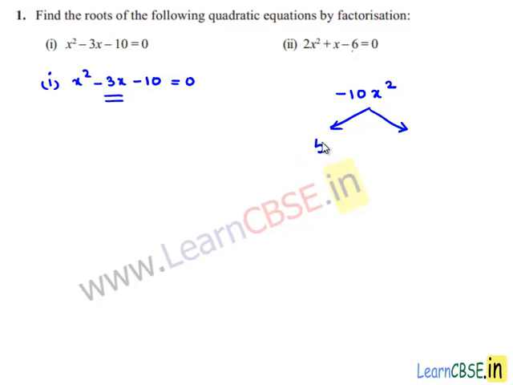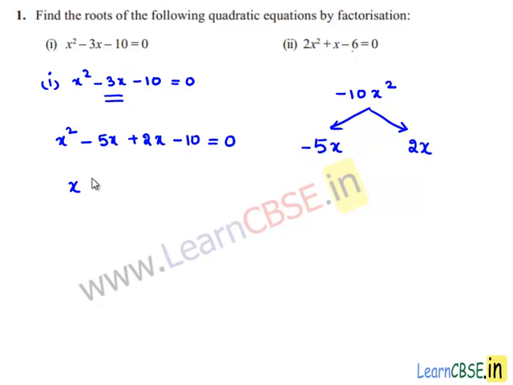So 5x and 2x can be their factors. Since we have minus sign here, if I put minus sign here, minus 5x plus 2x becomes minus 3x. So the correct factors are minus 5x and 2x. So x square minus 5x plus 2x minus 10 is equal to 0.